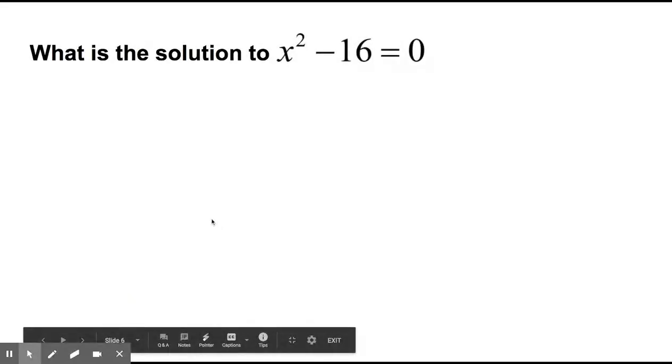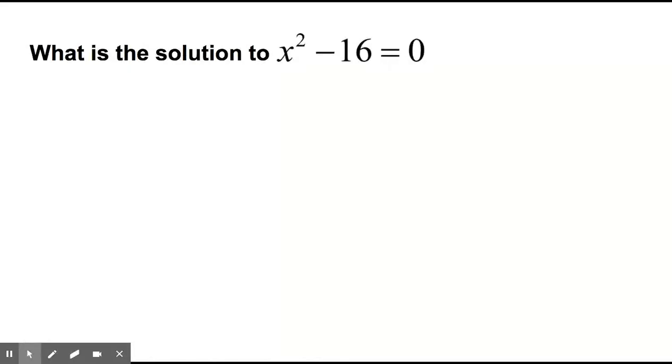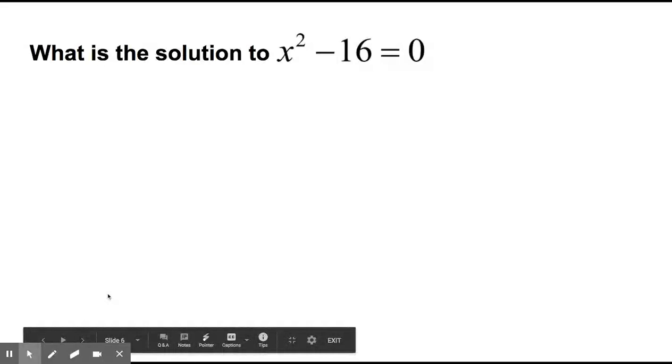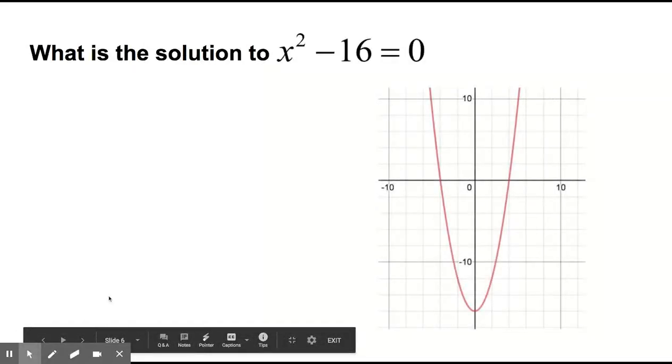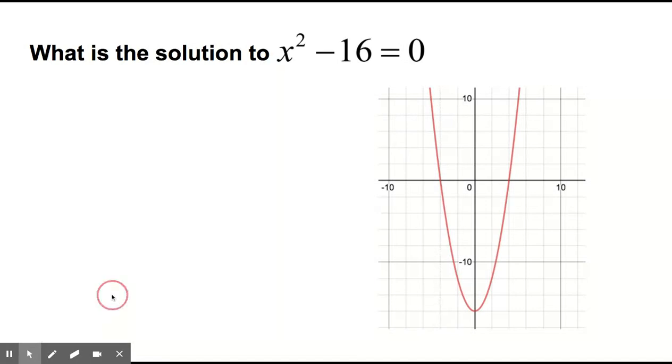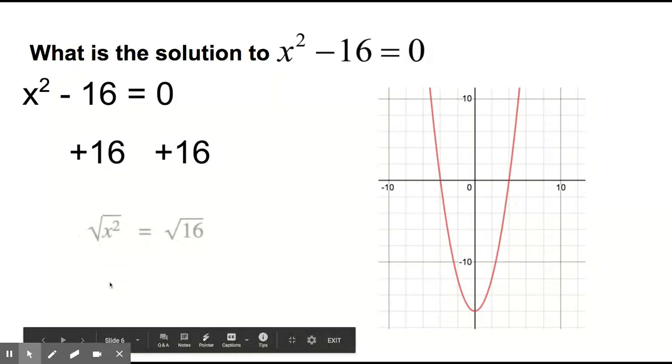If we have the equation x squared minus 16 is equal to 0, what are our possible solutions? The nice thing about this problem is that we can isolate the x squared pretty easily by moving over this negative 16. We do that by adding 16 to both sides. That gives us x squared is equal to 16.